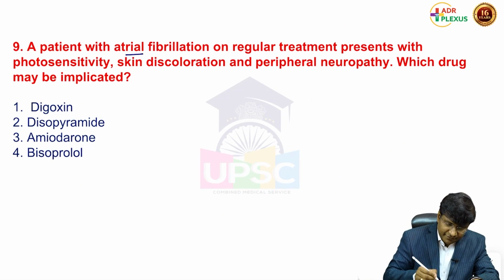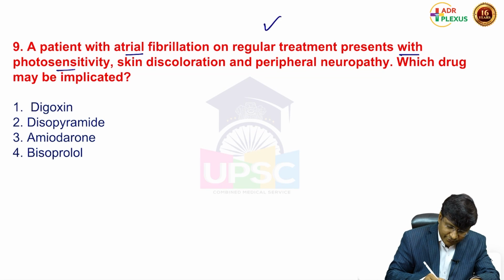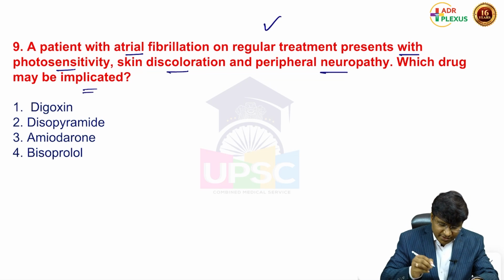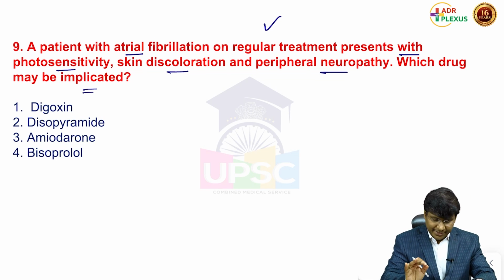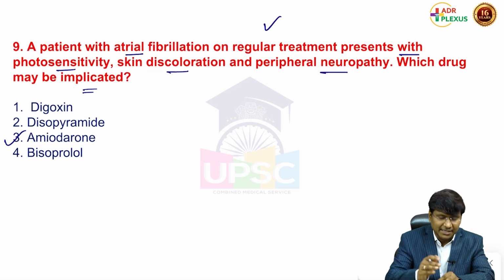A patient with atrial fibrillation on regular treatment presents with photosensitivity, skin discoloration, and peripheral neuropathy. Which drug may be implicated? Digoxin, disopyramide, amiodarone, or bisoprolol? So here the answer is amiodarone.